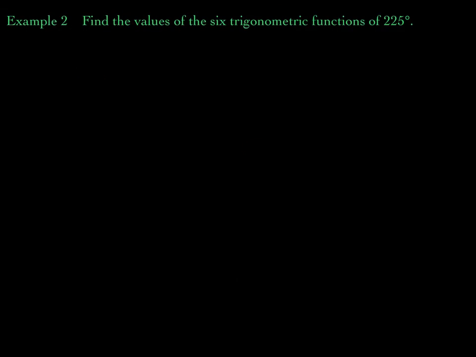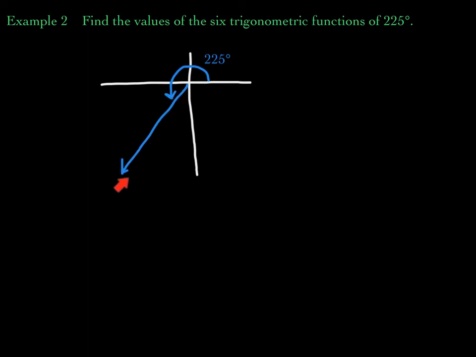All right, this next example is extremely important, so pay close attention. Find the values of the 6 trigonometric functions of 225 degrees. I've shown you the angle 225 degrees. Notice it's in quadrant number 3. Now, we already proved in an earlier lesson that we can choose whichever point we want on the terminal side of this angle in order to generate the 6 trigonometric function values, any point we want.